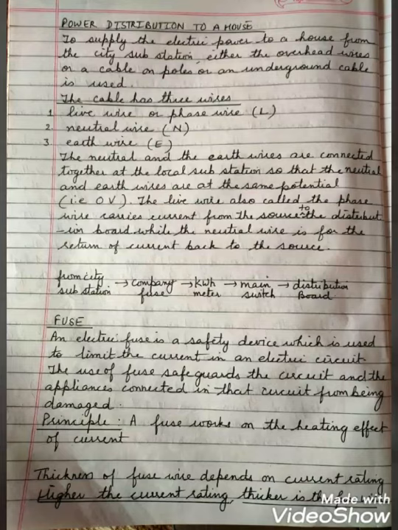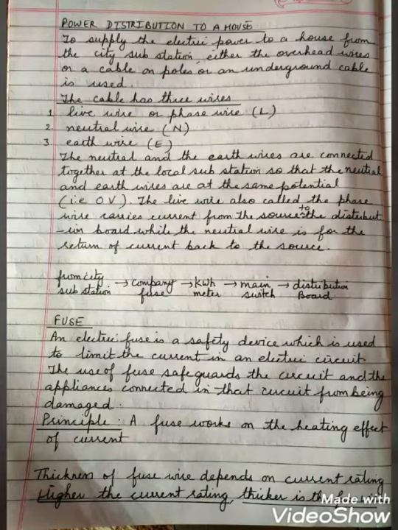The cable has 3 wires: live wire, neutral wire and earth wire. The neutral and the earth wires are connected together at the local substation so that the neutral and earth wires are at the same potential, which is 0 volt. The line wire, also called the phase wire, carries current from the source to the distribution board, while the neutral wire is for the return of current back to the source.